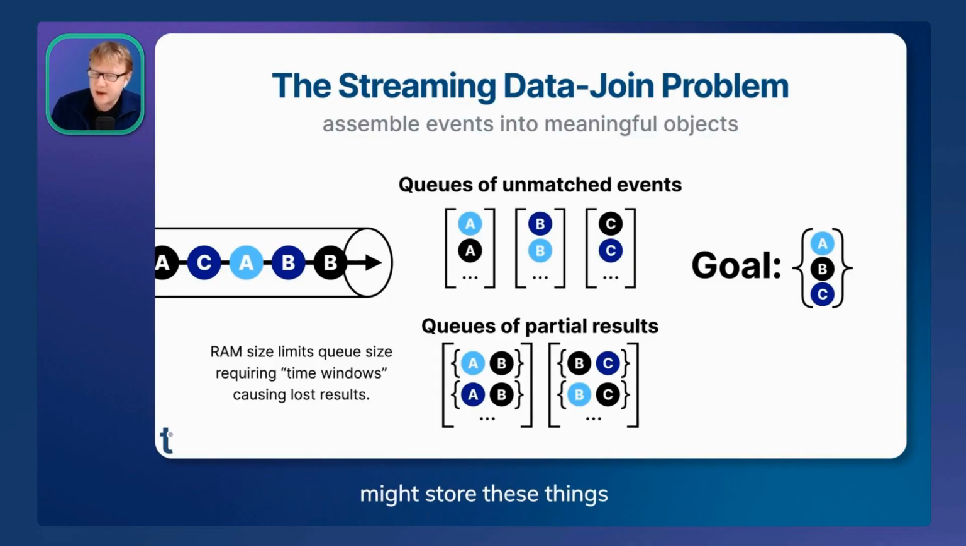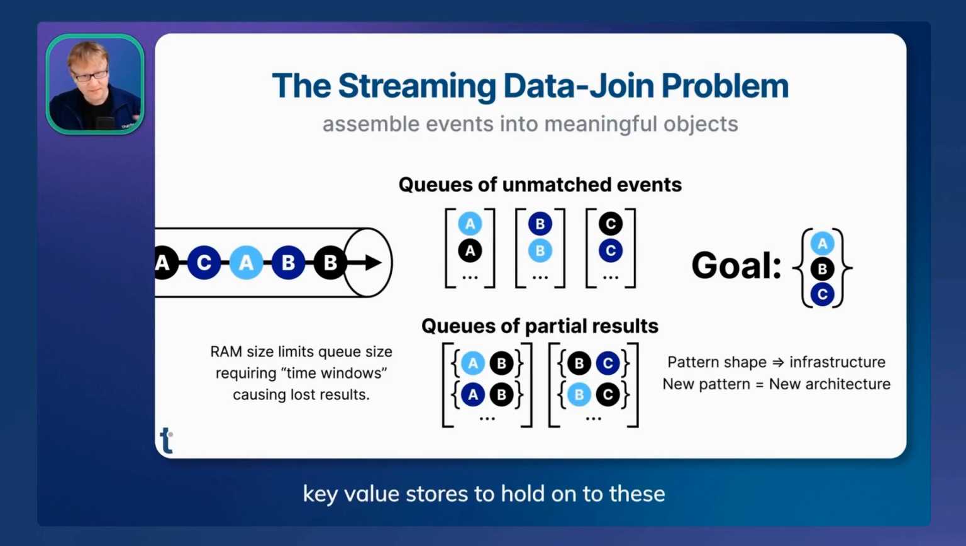The other alternative is you might store these things instead of just holding them in RAM, which would be fast and nice. You might use a slower solution where they're stored more durably and can actually grow to larger sizes. So maybe you set up key value stores to hold on to these queues. But now the problem becomes whatever pattern you're looking for gets encoded in the architecture, in the number of key value systems you set up. And the relationship between these things has that same combinatorial complexity. So we're still building large queues.